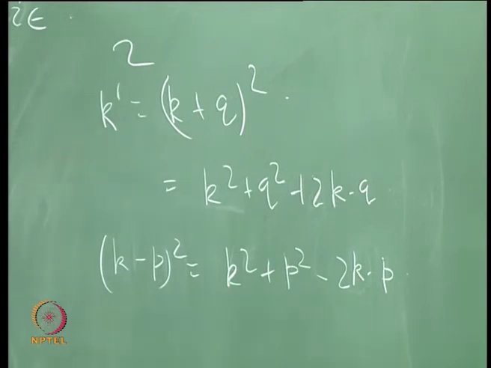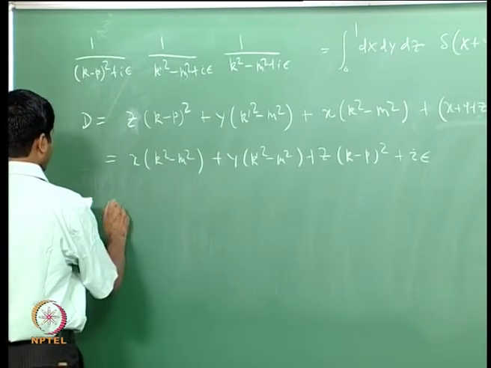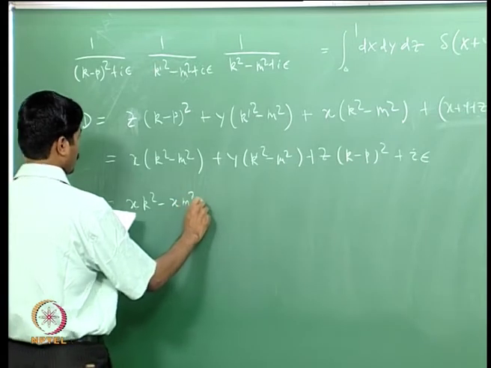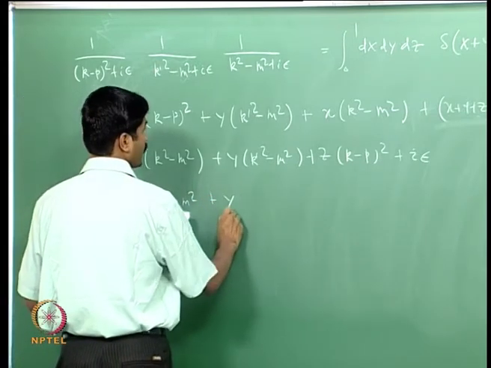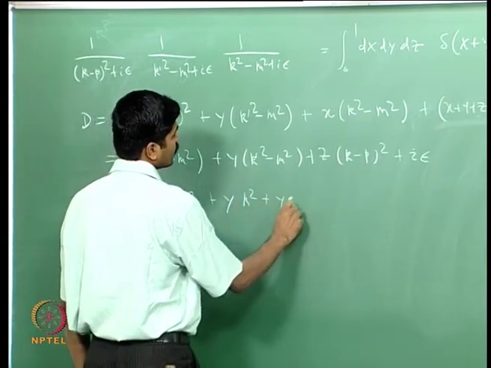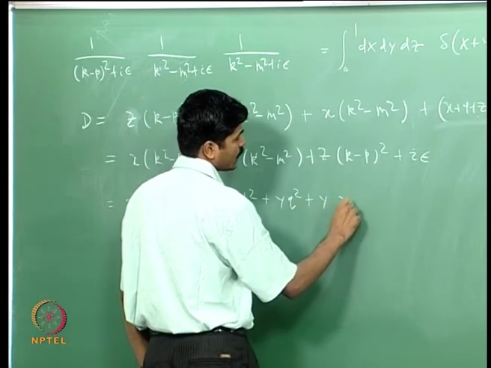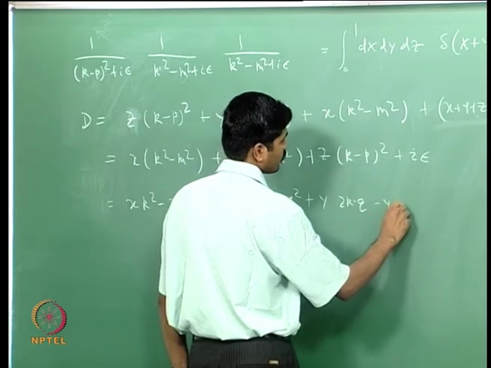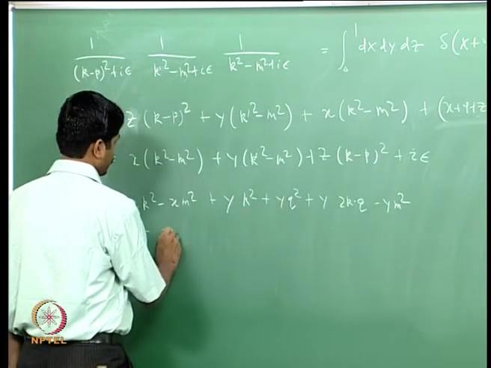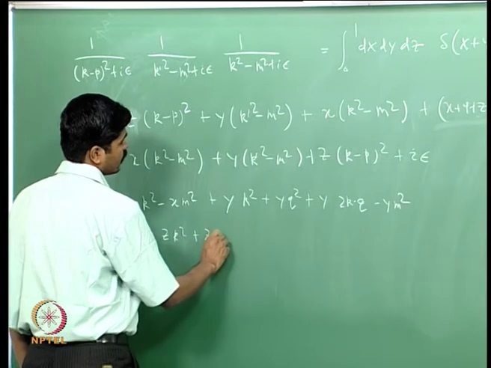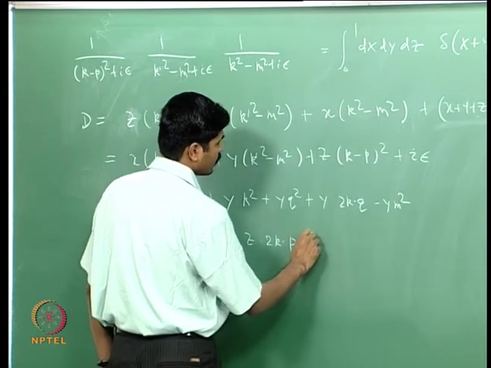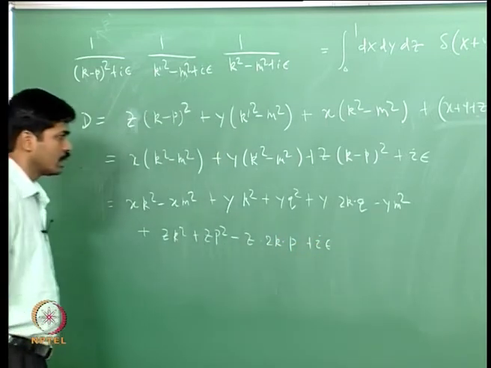I will substitute these here, and what I get is x k square minus x m square plus y times k prime square, which is y k square plus y q square plus y 2 k dot q minus y m square, and then z k square plus z p square minus z times 2 k dot p plus i epsilon. Is that right?